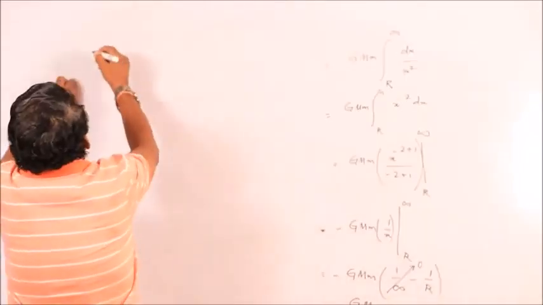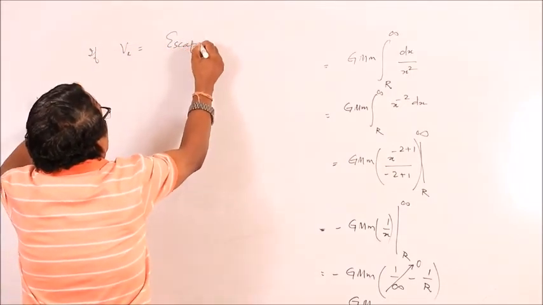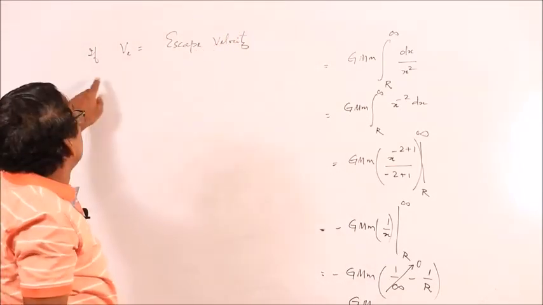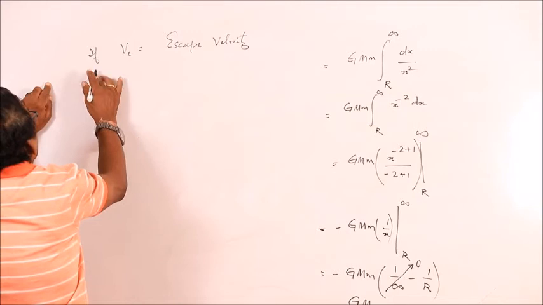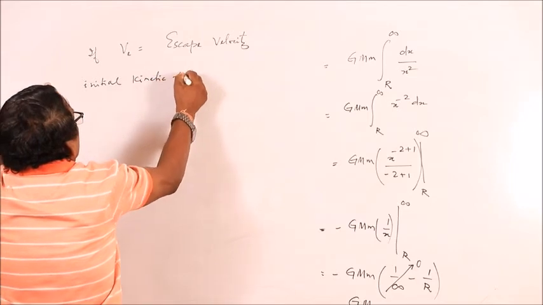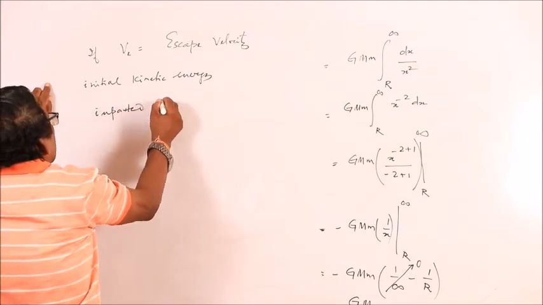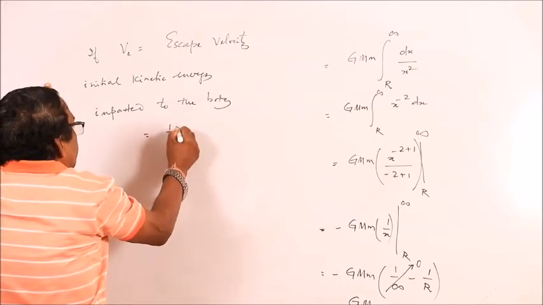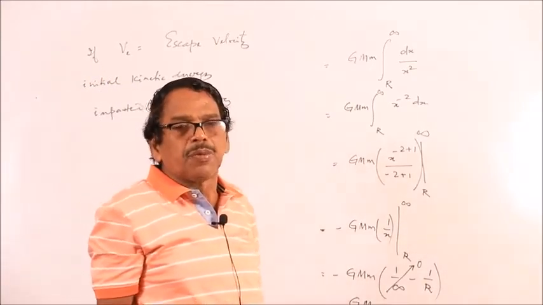If V_E is the escape velocity, meaning the velocity with which the body can escape forever, then the initial kinetic energy imparted to the body is half m v square. If v is the velocity of escape, then the kinetic energy imparted to the body is half m v square.